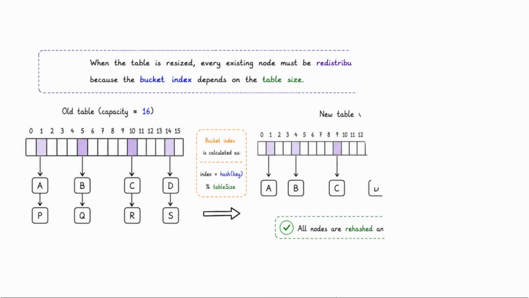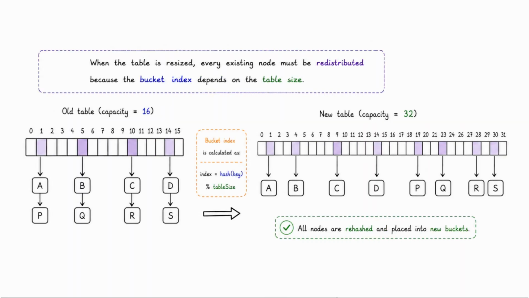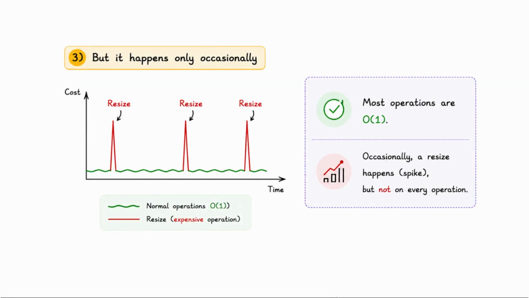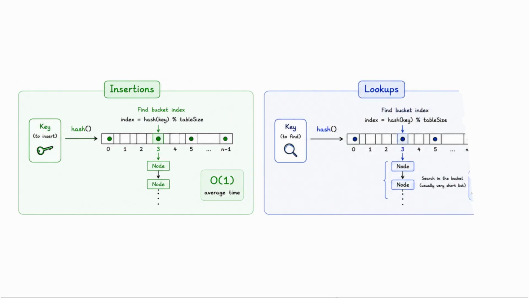But resizing is not as simple as allocating a bigger array. Every existing node has to be redistributed into the new table because the bucket index depends on the table size. Although resizing is an expensive operation, it happens only occasionally. That's why HashMap still provides big O of 1 average time performance for insertions and lookups.